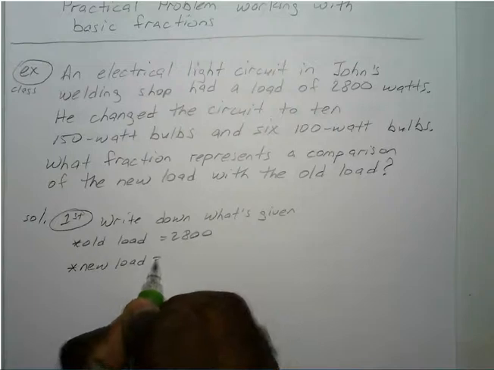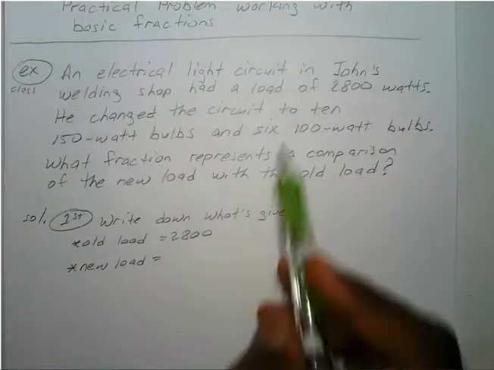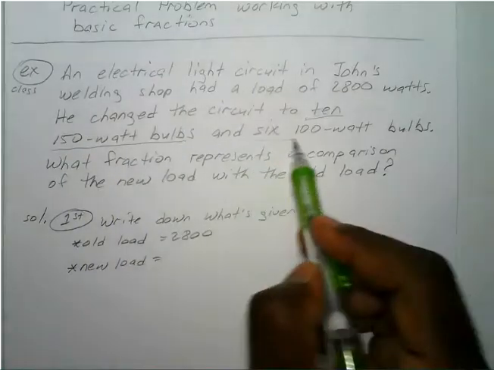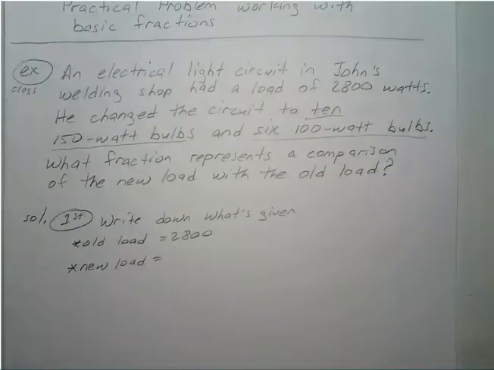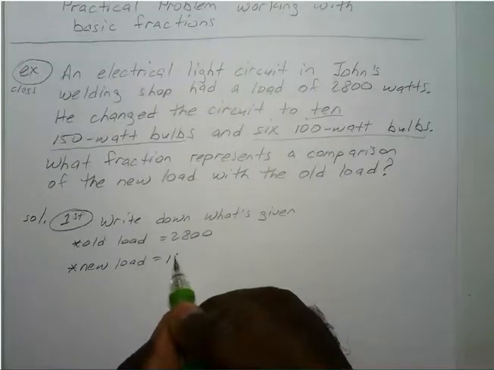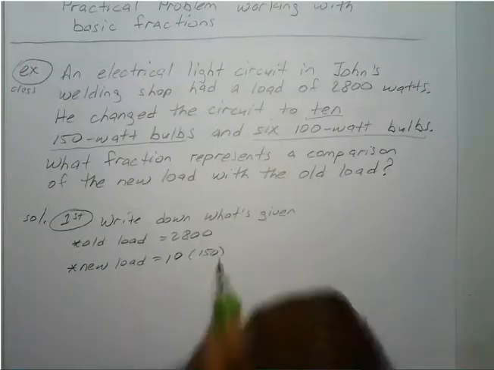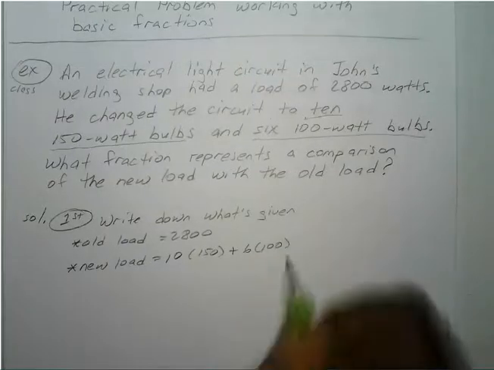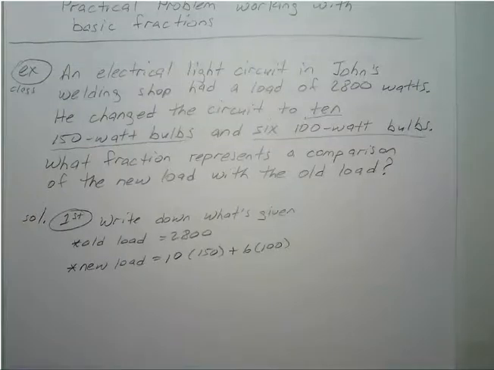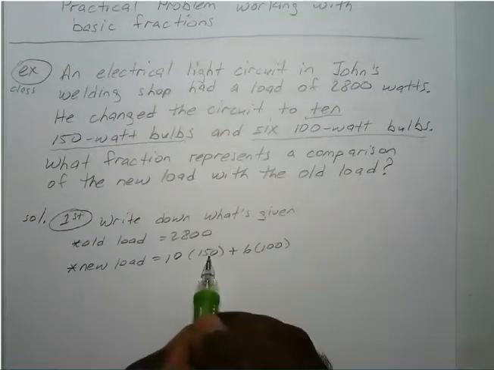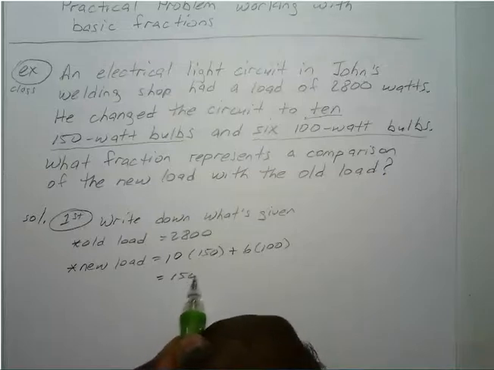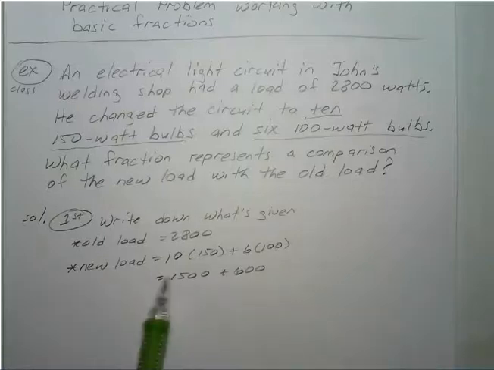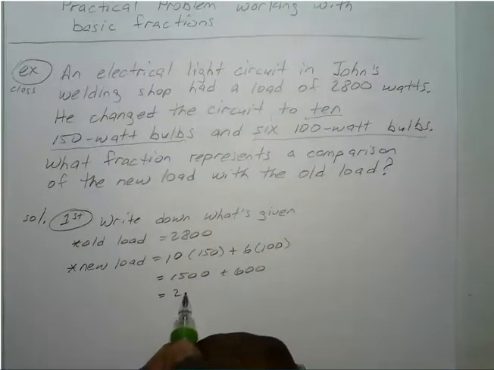this is where it gets a little bit tricky. You have 10 150 watt bulbs and 6 100 watt bulbs. So that means your new load, 10 times 150, is 1,500, plus 6 times 100 is 600. So that new load is going to be 2,100.